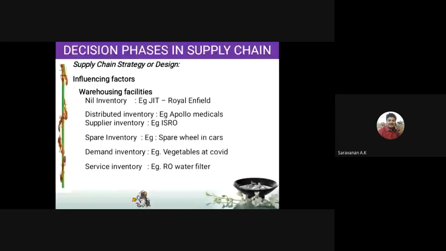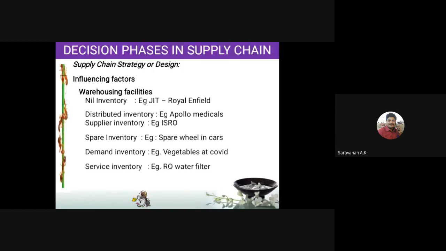Okay, this is Apollo Medical's decision making based on the warehouse facility. They will not store all the medicine in a single medical store. They will have a computer. If you search in that computer, the computer database will tell you where that medicine is available or not.